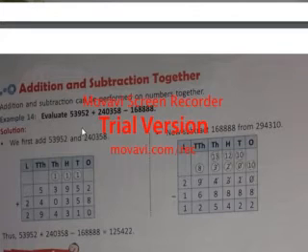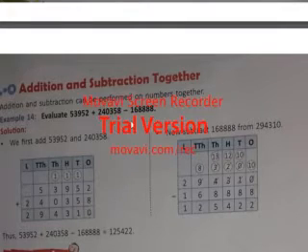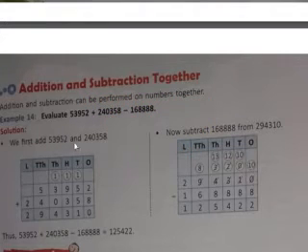Example 14, evaluate 53,952 plus 2,40,358 minus 1,68,888. Here are three numbers. You will see the first two are in addition. So here it has been added. We first add 53,952 and 2,40,358. While adding, the same traditional method is used.